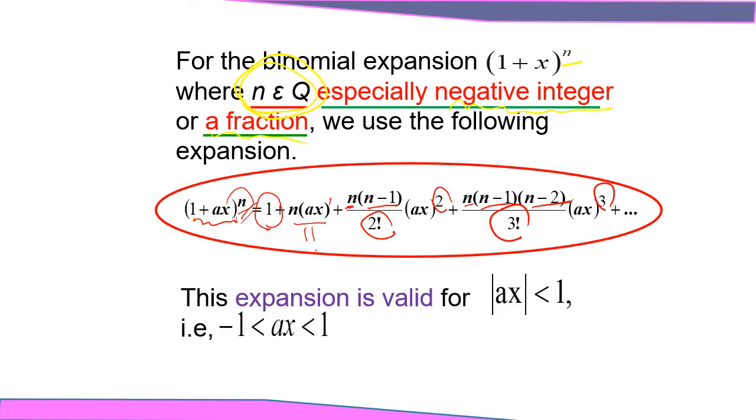This expansion is valid only for the absolute value of ax less than 1, which means that ax should be between -1 and 1. Let's do some examples, since we didn't see it clearly.